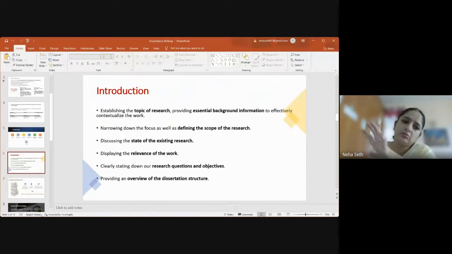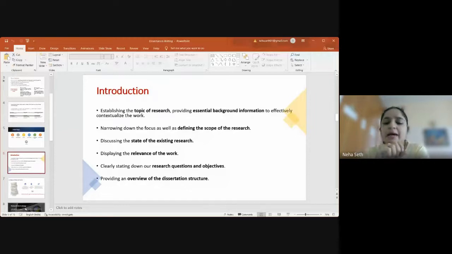Okay, now till now we have covered the initial pages. Now coming to the chapters. When we are starting with our thesis, the very first thing that we have is the introduction chapter. So how are we going to frame our introduction? Basically, introduction is the opening of anything.